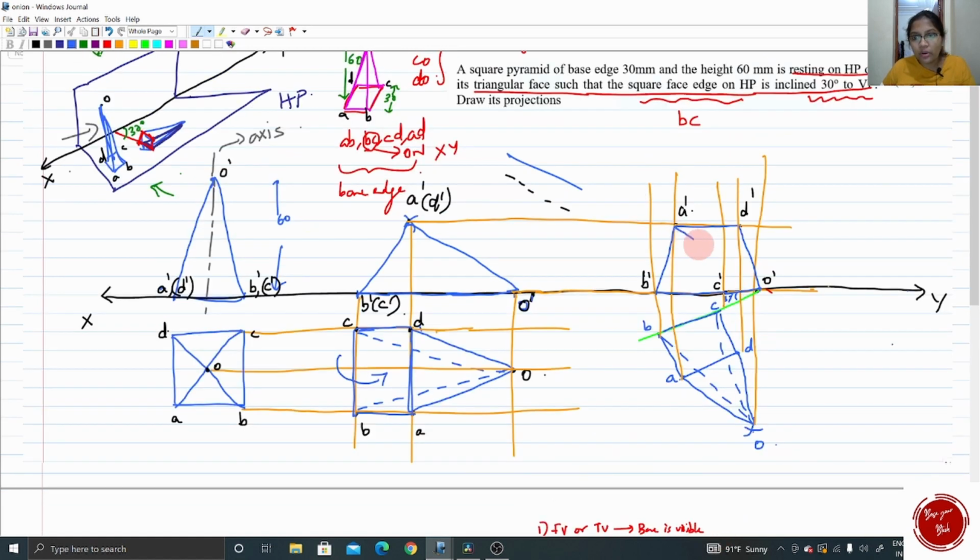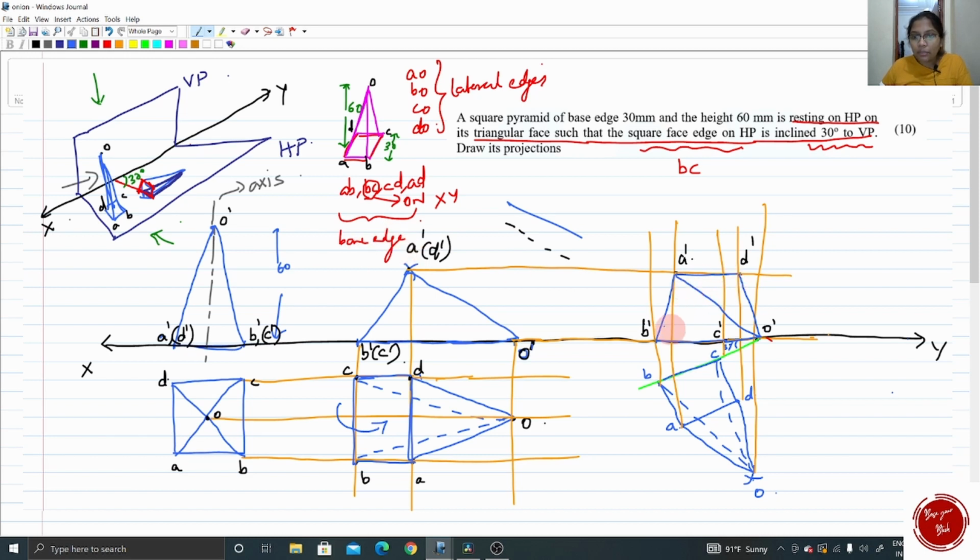So join AO continuously. And about the base edges, AB is there, BC is connected. Now we have to connect CD, and AD is also connected. So what about the edge CD in the top view? CD is nearer to XY. Nearer to XY means we need to have dashed lines.